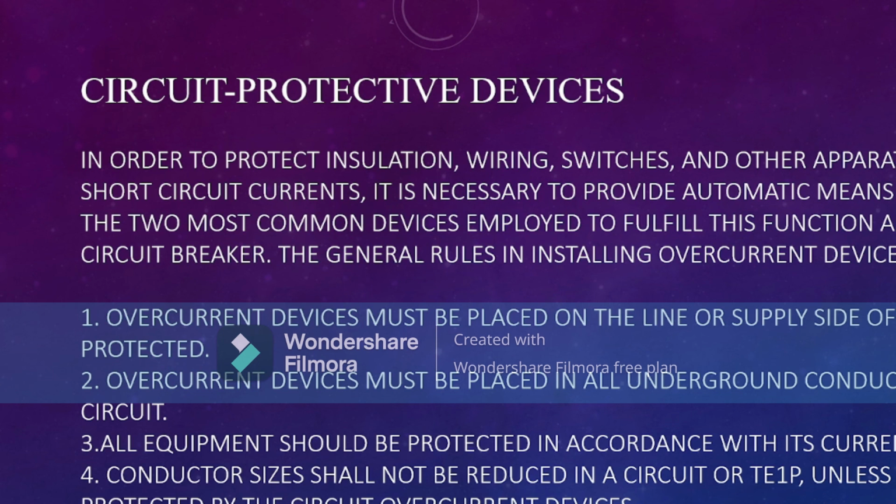Number 2, overcurrent devices must be placed in all ungrounded conductors of the protected circuit. Number 3, all equipment should be protected in accordance with its current carrying capacity. Number 4, conductor sizes shall not be reduced in a circuit unless the smaller size wire is protected by the circuit overcurrent devices.